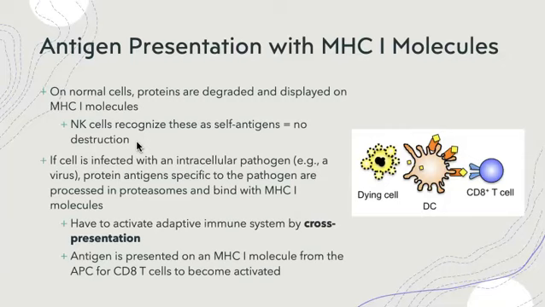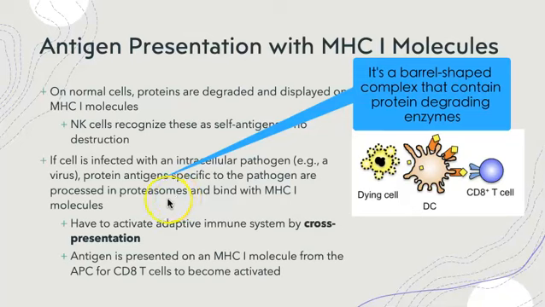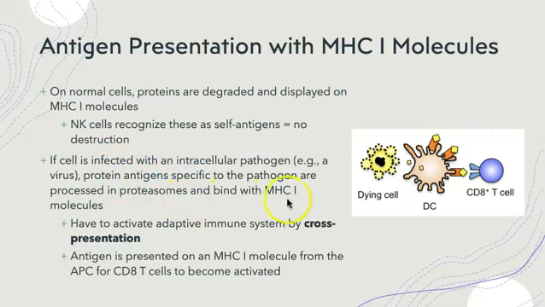However, if one of those normal cells is infected with an intracellular pathogen, such as a virus, then it takes that viral protein antigen that is specific to that virus and breaks it down utilizing its proteasomes, which is going to be kind of like an enzyme that breaks off the important protein antigen of that virus, and binds it with an MHC class 1 molecule, and it moves it out to the surface of the cell.